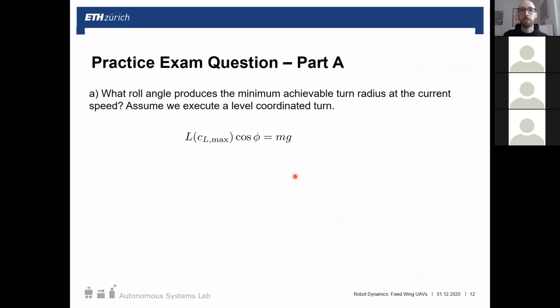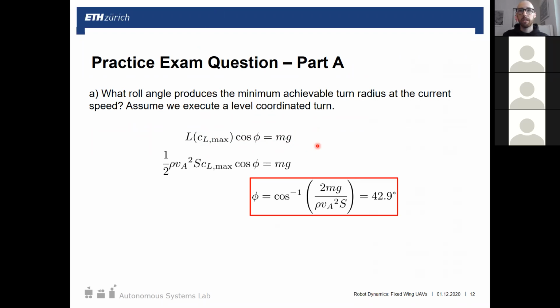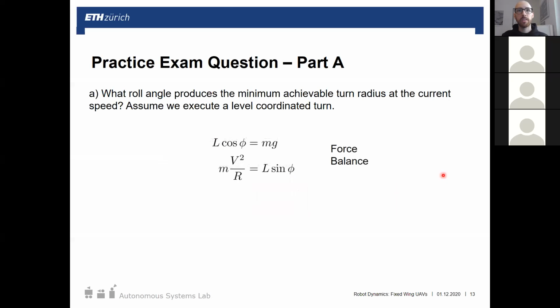So writing out the force balance here, we have lift of CL max times cosine of roll needs to equal our gravity. So plug everything in, and then we can pretty quickly solve for this roll angle. That's the roll angle at which our maximum turn, or minimum turn radius, sorry, will happen.